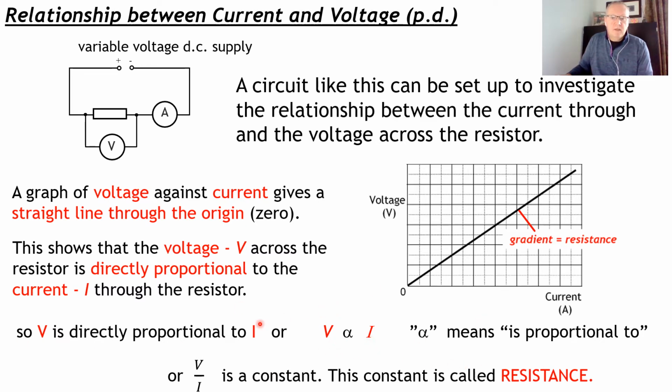Now we can rearrange that in various ways to give us that V over I equals a constant. And that constant is equal to the resistance. Remember we spoke about the resistance earlier on. So that is now a mathematical relationship that we can actually calculate. I've also added on the graph that if you work out the gradient of the voltage against current graph, then the gradient of that line also equals the resistance.